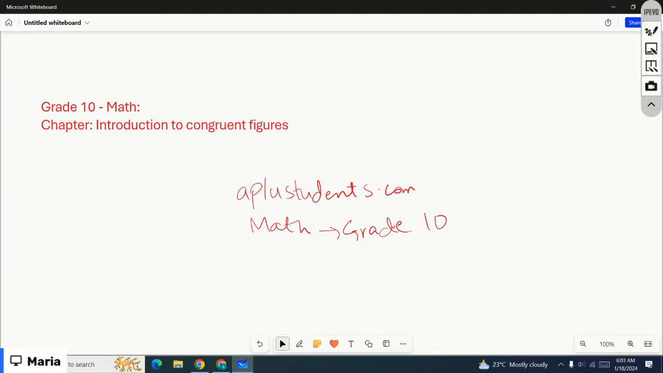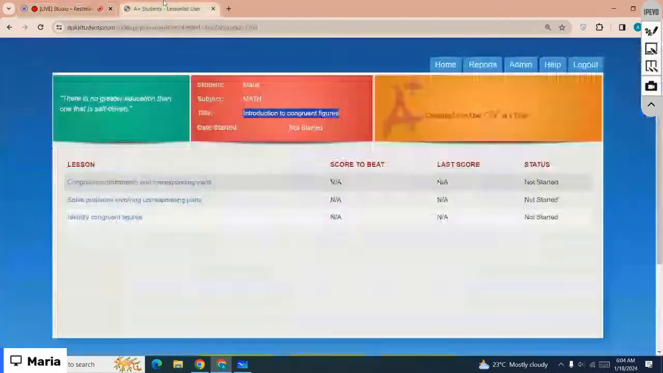We're going to start with the chapter introduction to congruent figures. So let's just start with the lesson. Please make sure you have your notebook and pencil so that you can note down the important examples and definitions as well. So here I am on grade 10 math. The chapter we are working on is introduction to congruent figures, and let's start with the first lesson, that is congruent statements and corresponding parts.